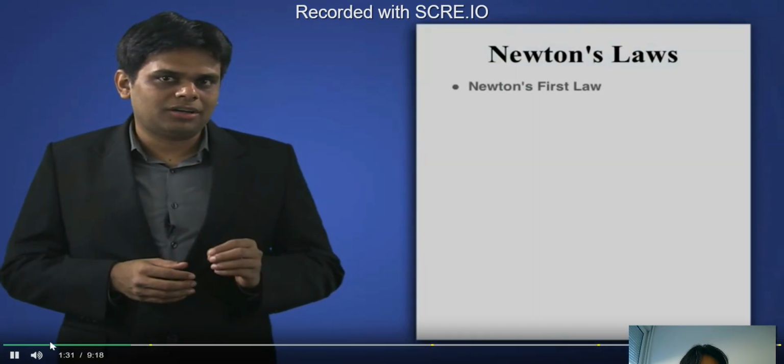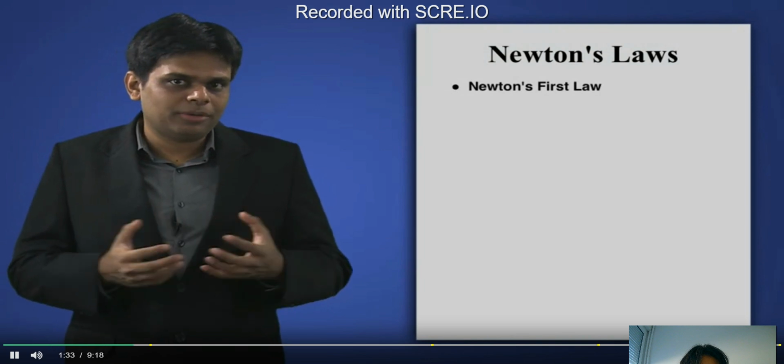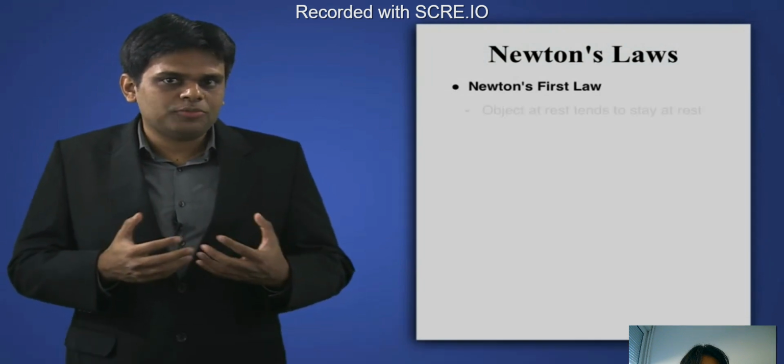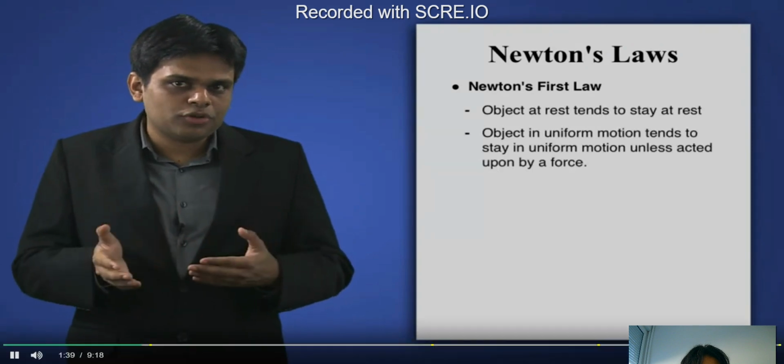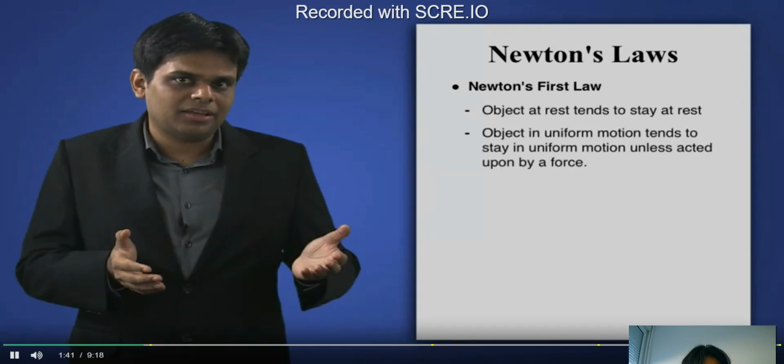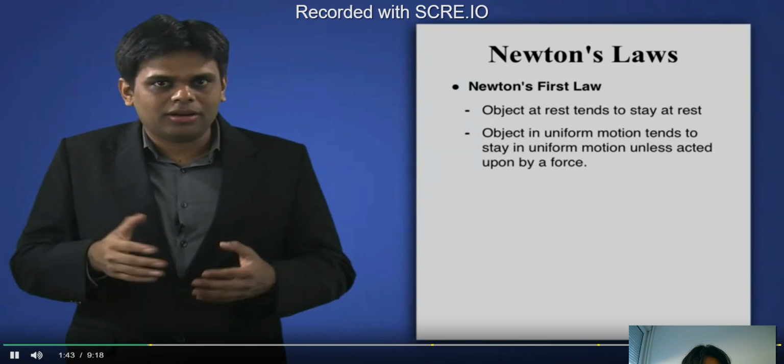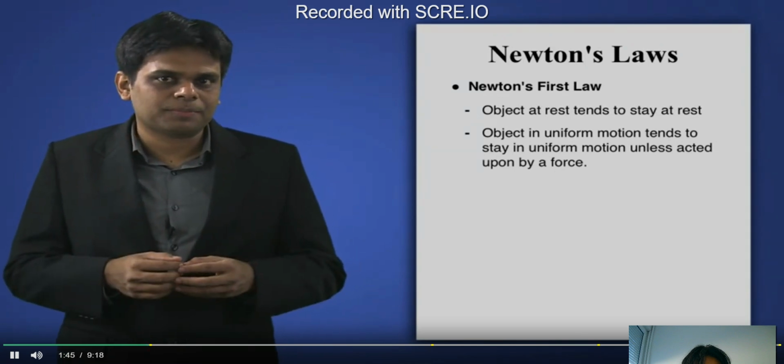The first law tells us that when viewed from an inertial reference frame, an object at rest tends to stay at rest, and an object in uniform motion tends to stay in uniform motion unless acted upon by a net external force.